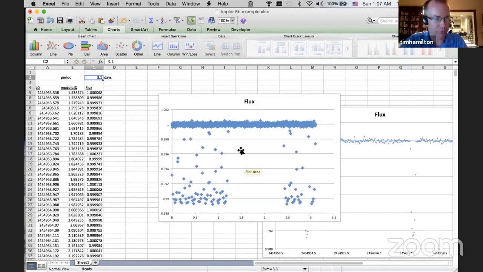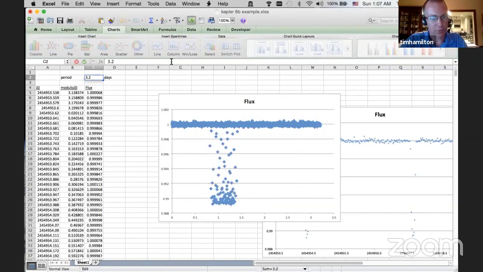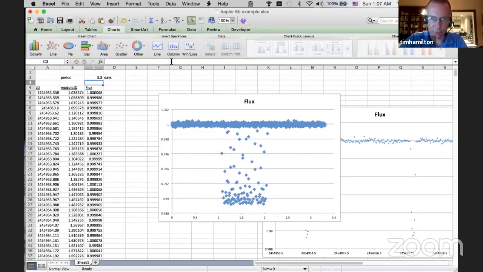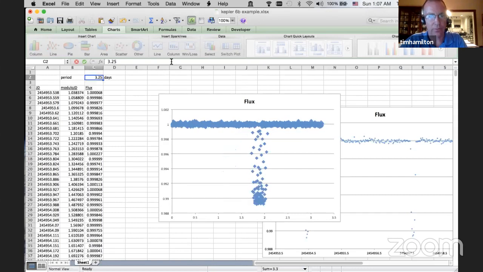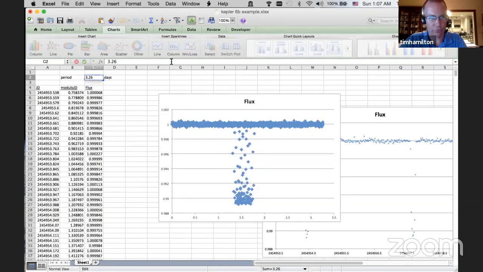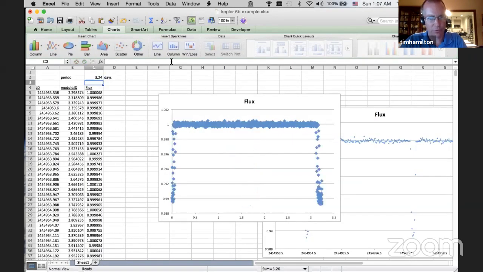Oh, that's much worse. Okay, let's go back to 3.2. All right, what about 3.3? That's worse the other way. So it's between 3.2 and 3.3. So let's try 3.25. That's better. Maybe 3.27. Nope, that's worse. 3.26, also worse. Okay, so we go down to 3.24. Aha, now we're getting close.